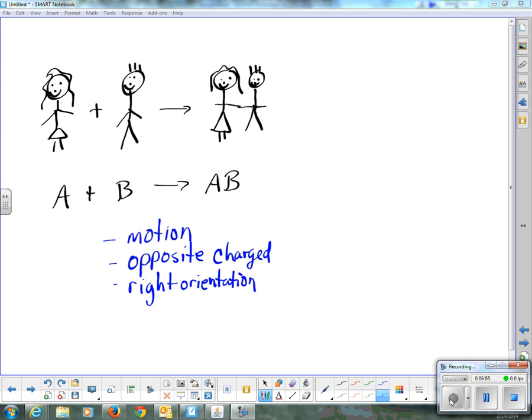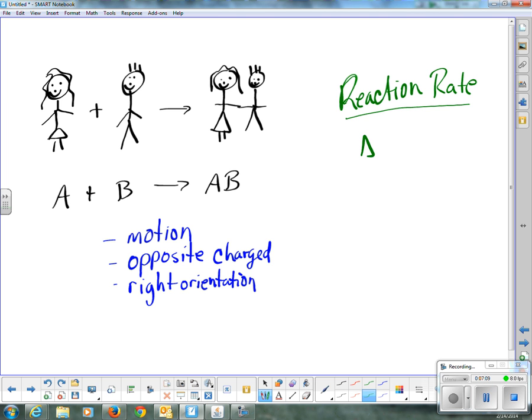Now, along with this, we need to talk about the reaction rate. When we talk about reaction rate, we talk about how fast this reaction is going. Remember, that is the change in concentration versus the change in time.